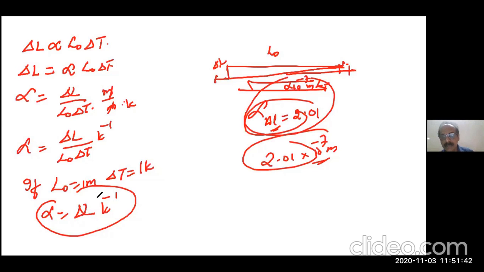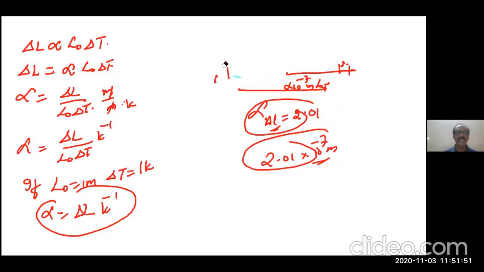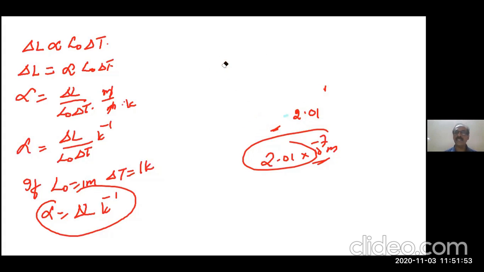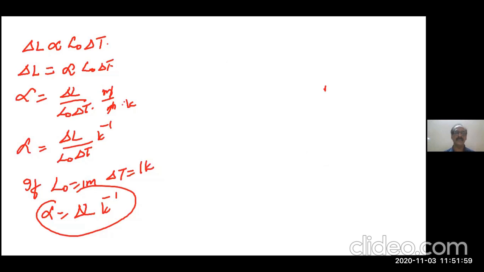Did you understand? Yes, sir. So this is the idea of alpha, the coefficient of linear expansion. These values are usually given in your textbook, and in numericals also it will be given.